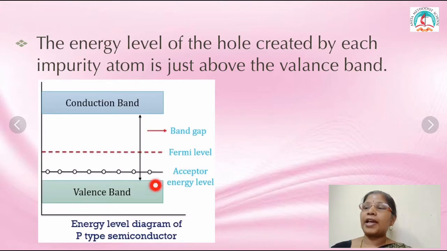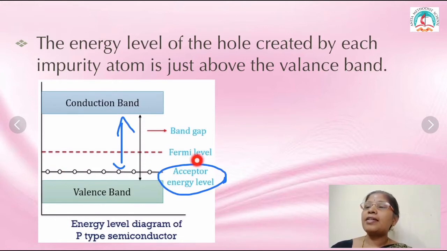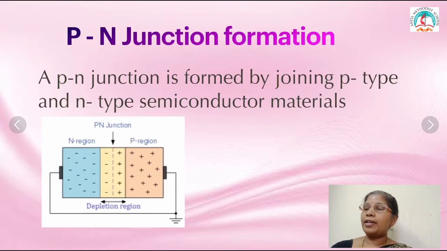But on the p-type side, it is the acceptor energy level, because it accepts the electron. This is also in the forbidden gap, but near the valence band. So the energy level of the hole created by the impurity atom is just above the valence band. See here, near the valence band only. Now the next one: when you join a p-type semiconductor and an n-type semiconductor, a p-n junction is formed. Then what is meant by a p-n junction?